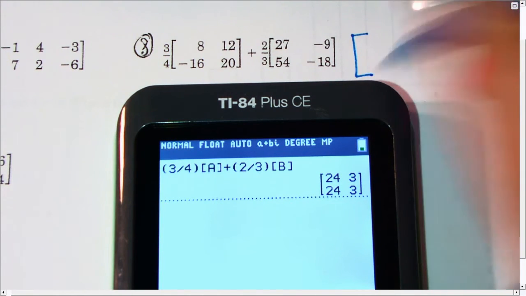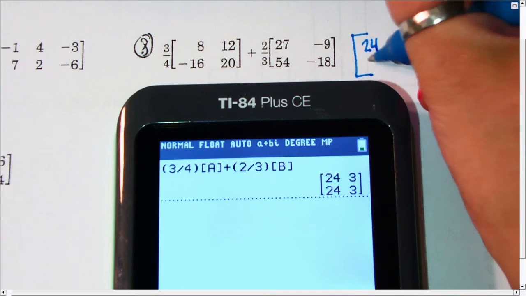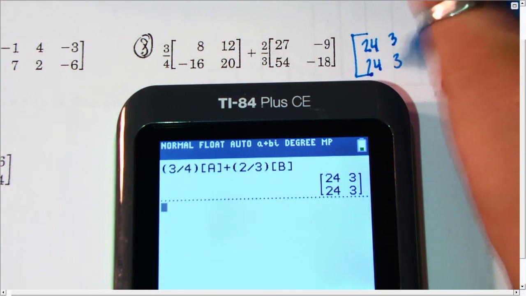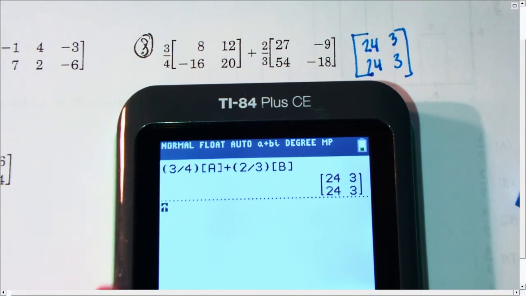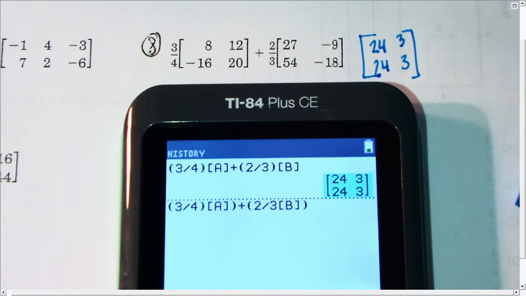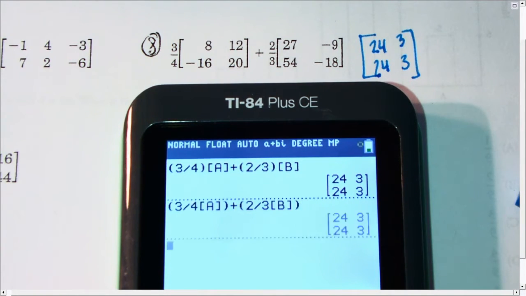So this matrix is 24, 3, and 3. You could do this another way if you really wanted to. You could type in a parenthesis around the whole thing if you're not sure. You can always do that when you're working with matrices. So if you're not 100% sure about the parentheses, you want to make sure that the matrix goes together, you can always do it that way. You'll get the same answer.